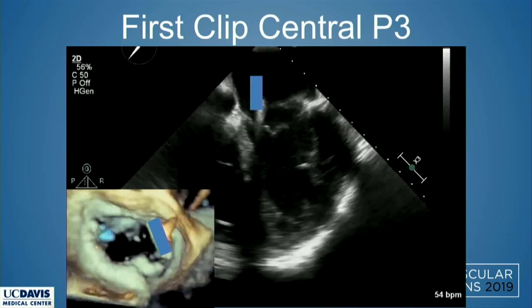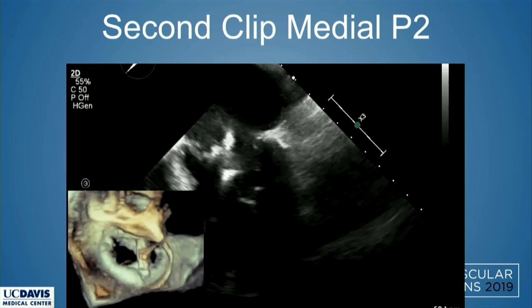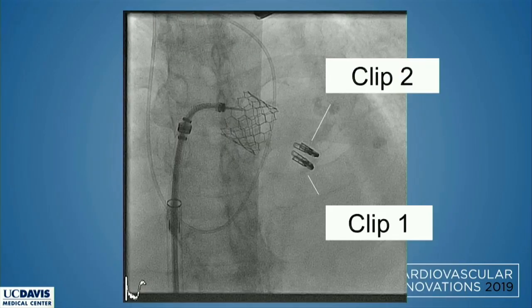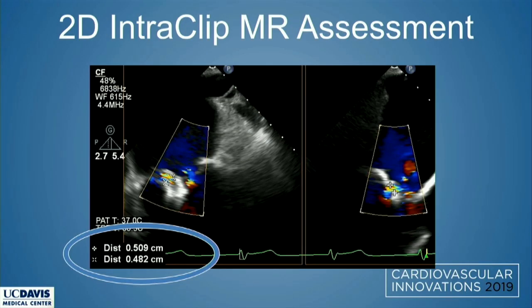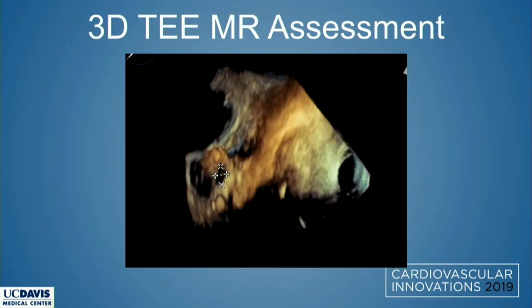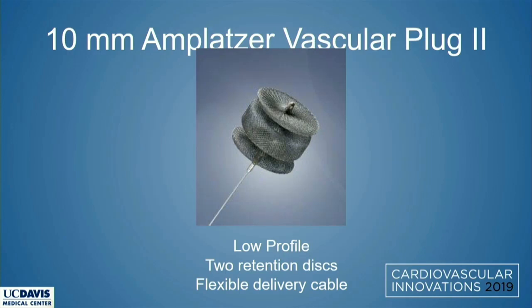So here's our first clip, goes in on the medial side. Our second clip goes in to the lateral side of that cleft, and we had a pretty good result. But then there's this intraclip MR. We can debate about exactly what that is. It measured about 0.5 by 0.5 by transesophageal echo. We did a 3D assessment as well, and ultimately we put in a 10 millimeter AVP.